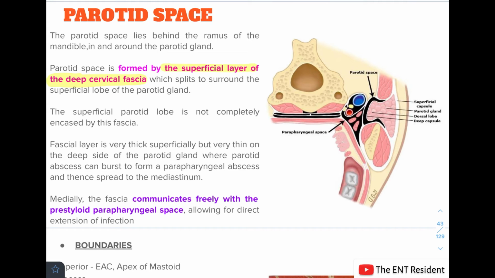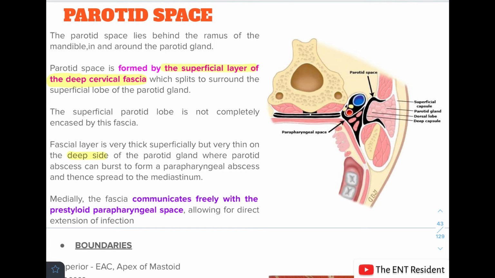I said how the superficial layer of the deep cervical fascia splits into two layers to enclose the parotid gland, and within this fascia lies the parotid space. The superficial parotid lobe is not completely encased by this fascia. The fascial layer is actually very thick superficially but very thin on the deep side.